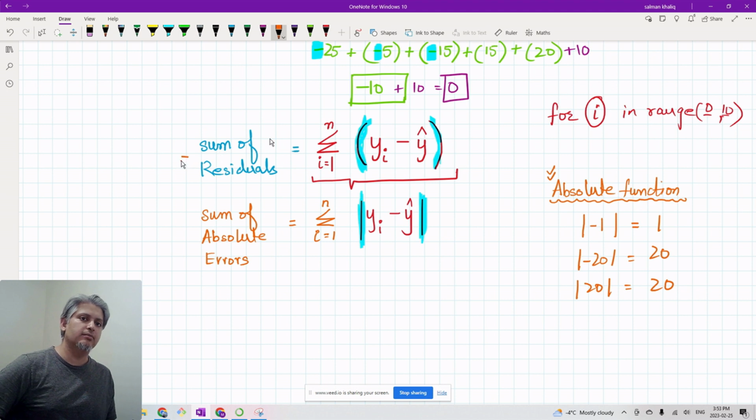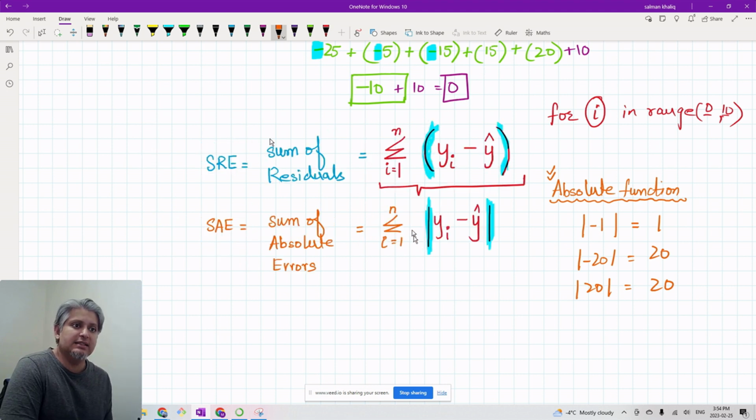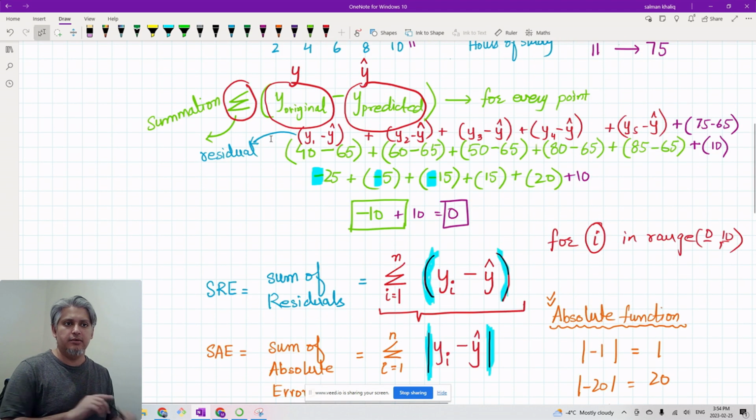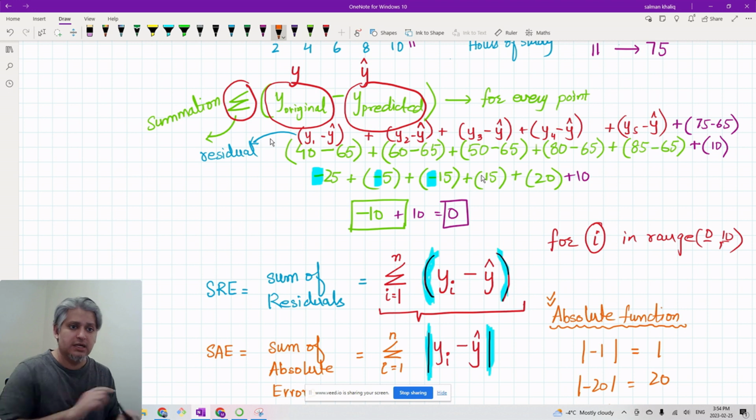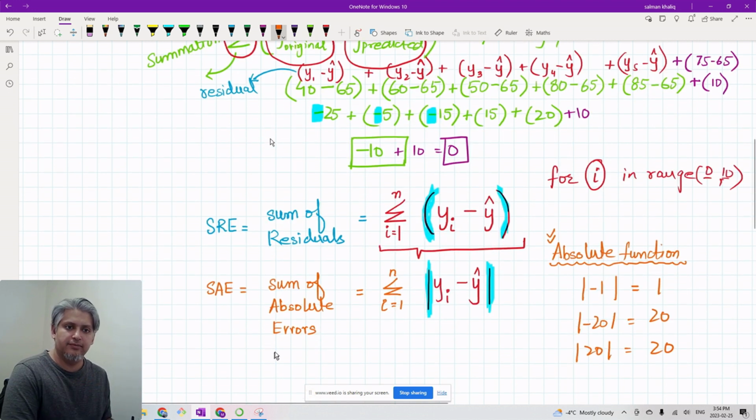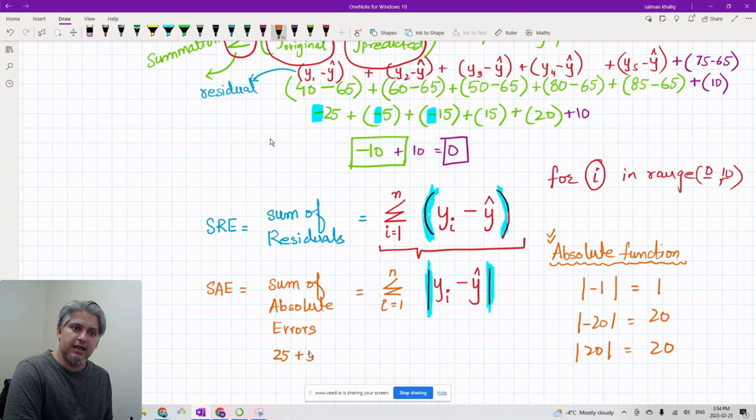And I can give them labels. For example, the short form for the sum of residuals, or simply sum of residual errors. For this one, it would be sum of absolute errors. Now, if I calculate the sum of absolute errors over here, let's go up here and get these values. If I'm getting the sum of absolute errors, I should be getting 25 plus 5 plus 15 plus 15 plus 20 plus 10.